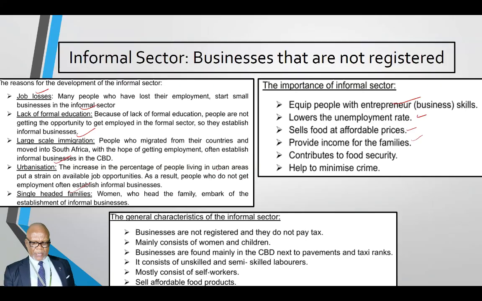Now, what are the general characteristics? Number one is that the workers there do not pay income tax. They do pay tax, because everybody pays VAT when you buy a product, but they do not pay income tax. It mainly consists of women and children. Businesses are found mainly in the CBD. It consists of unskilled and semi-skilled labor, mostly self-employed workers selling affordable food products.